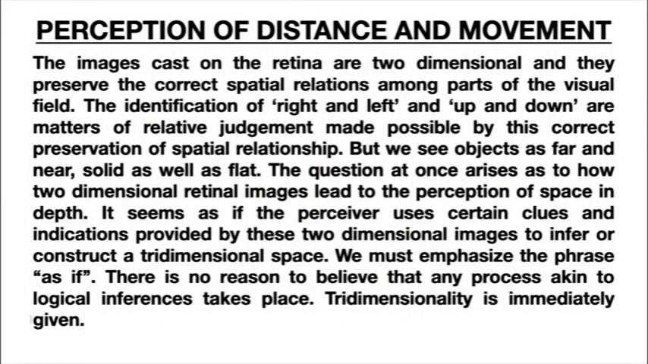The images cast on the retina are two-dimensional. When you see anything, a two-dimensional image is formed on your retina, and it preserves the correct spatial relations among parts of the visual field. The identification of right and left and up and down are matters of relative judgment made possible by this correct preservation of spatial relationship. But we see objects as far and near, solid as well as flat.